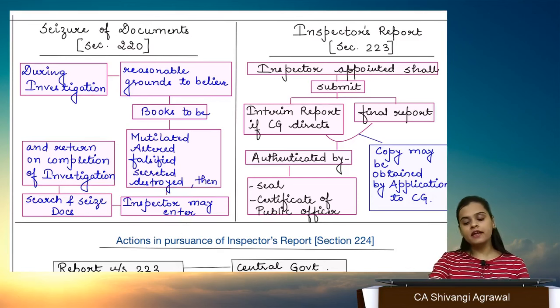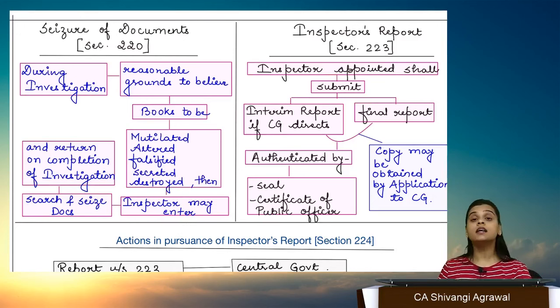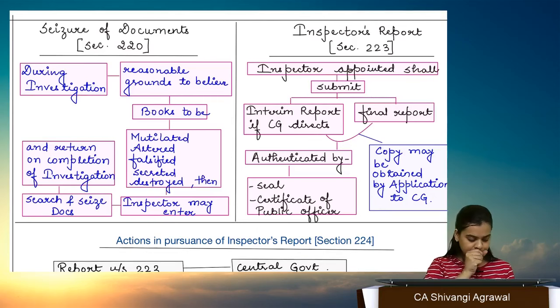Fine. Okay. Now, the next section that we are going to discuss is the inspector's report. Here, I'll give you some clarification. We have read about inspection and inquiry and its report under section 208. So, when inspection or inquiry takes place, the report is submitted under section 208. When investigation takes place, the report is given in section 223, and the action that has to be taken after receipt of the report is given under section 224.